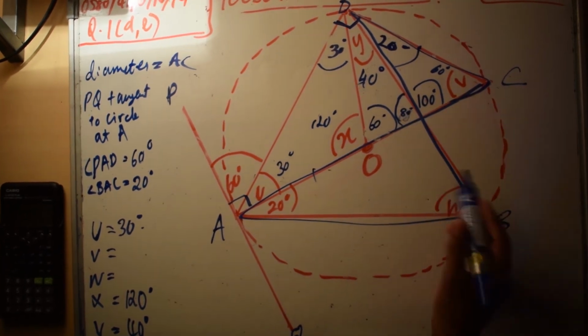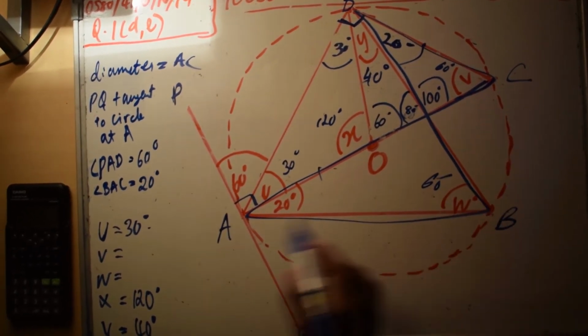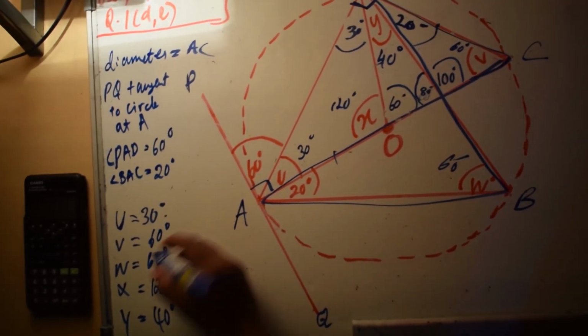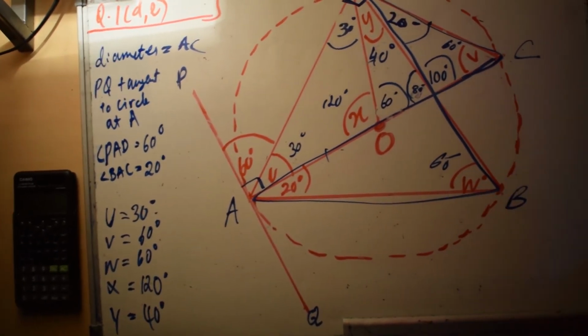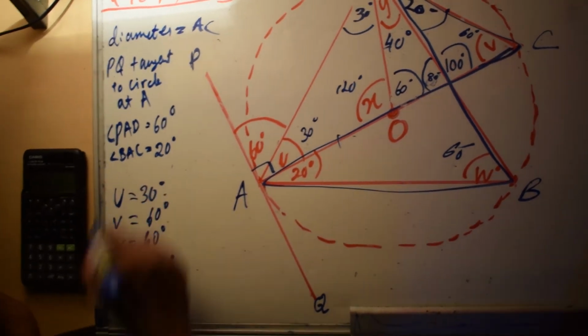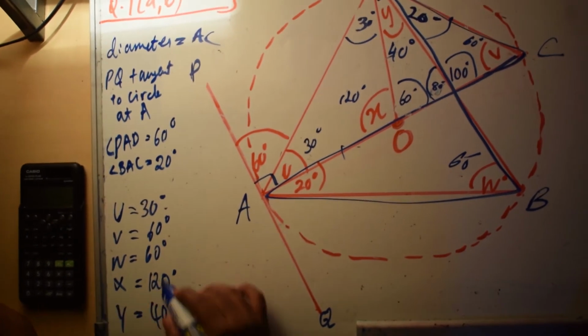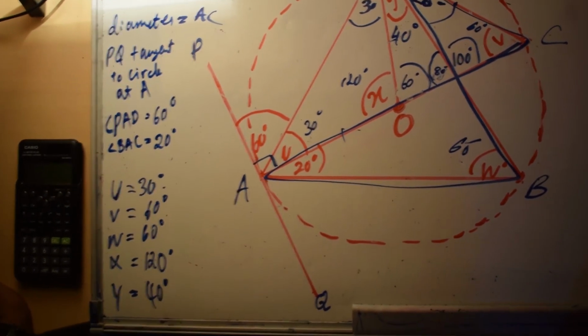So if this is 60 degrees, eventually this will also be 60 degrees. So that fills the equation, that both are 60 degrees. Now we know all the values. So u is 30, v is 60, w is 60, x is 120, and y is 40.